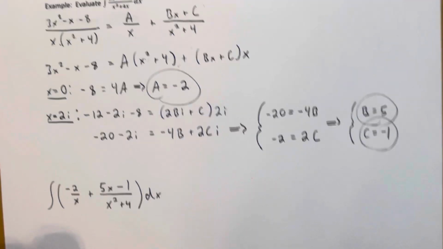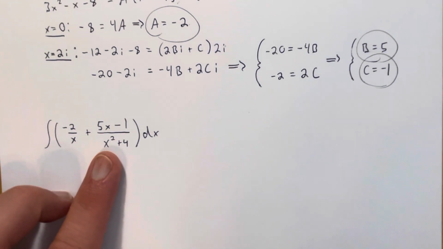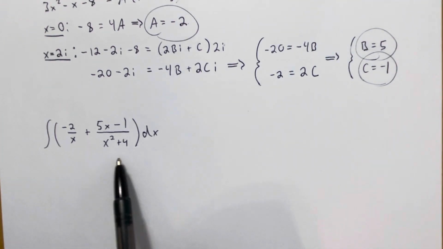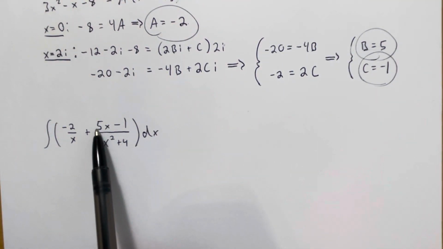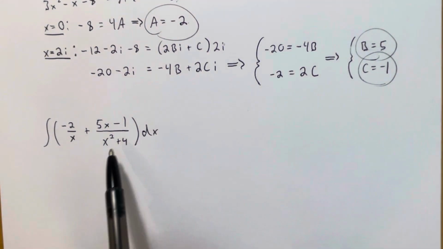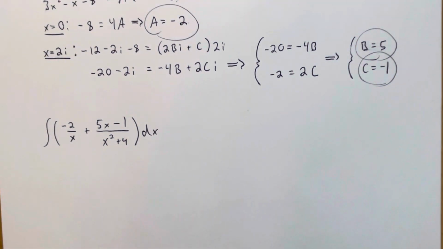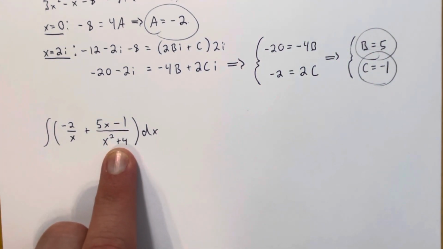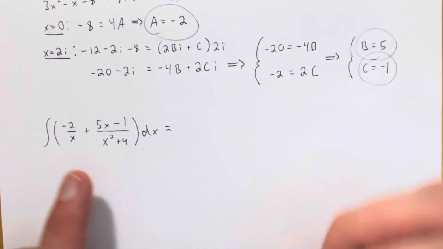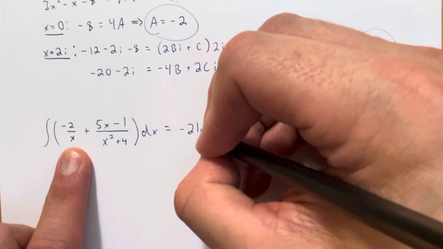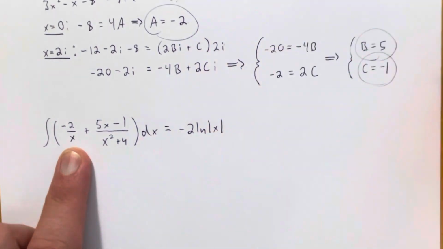Now, this guy right here, you might look at that and think, well, that still doesn't look like something that I can readily integrate, because as I see it, I still have this linear thing over this quadratic thing. But there's a way to deal with this without trying to do any more partial fraction decomposition, because we've already done the partial fraction decomposition. We can't do anything more to that. First, if I integrate this term, this one's easy. That becomes -2 times the natural log of the absolute value of x.